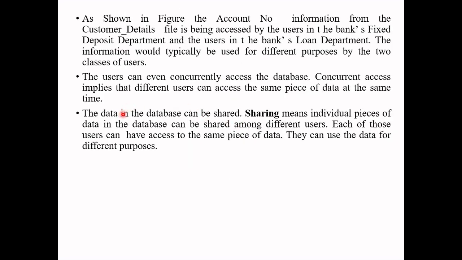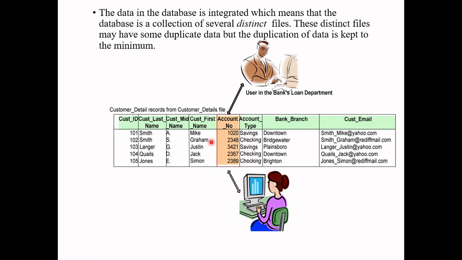Okay, the data in the database can be shared. Sharing means an individual piece of data in the database can be shared among different users. Each of those users can access the same piece of data. They can use the data for a different purpose. So it is known as data sharing. The two different people are using the same data at the same time for different purposes.